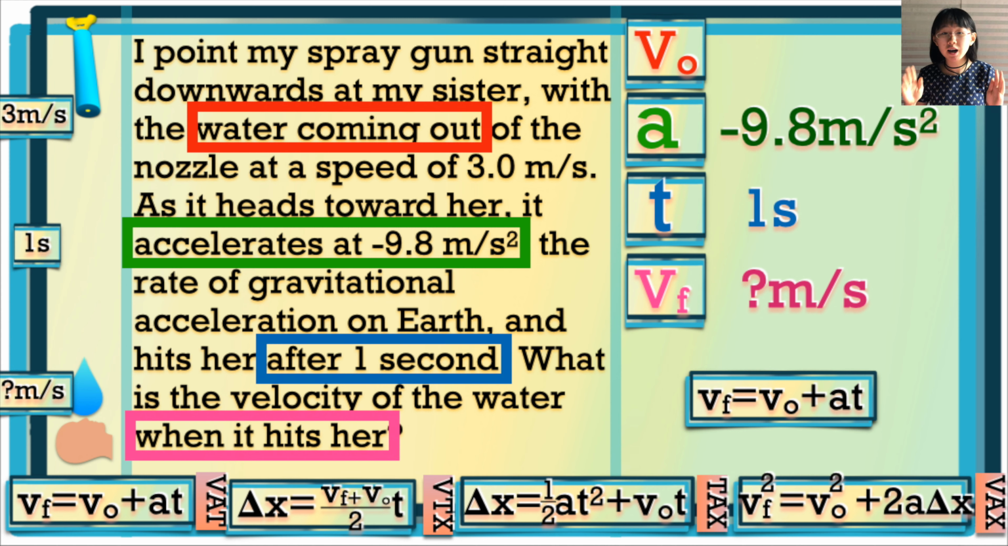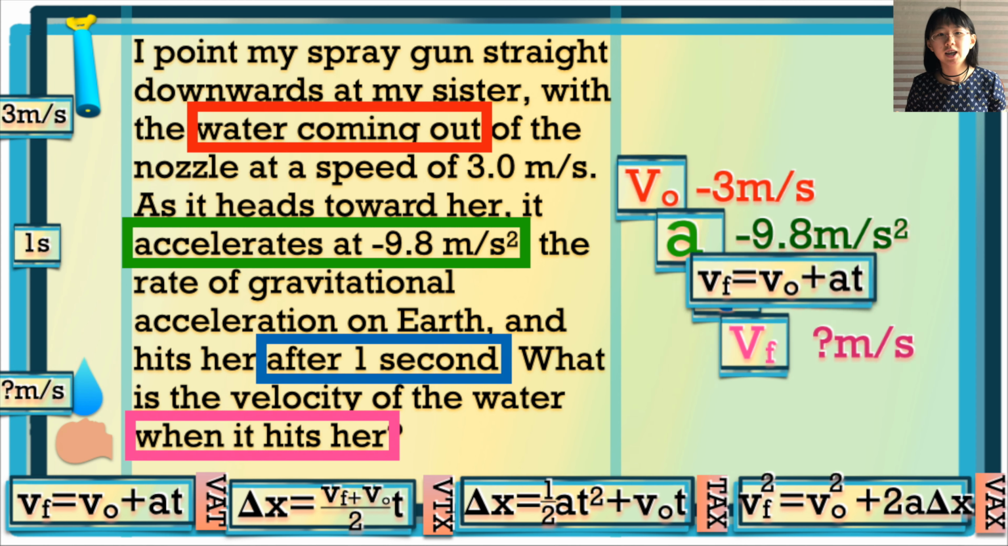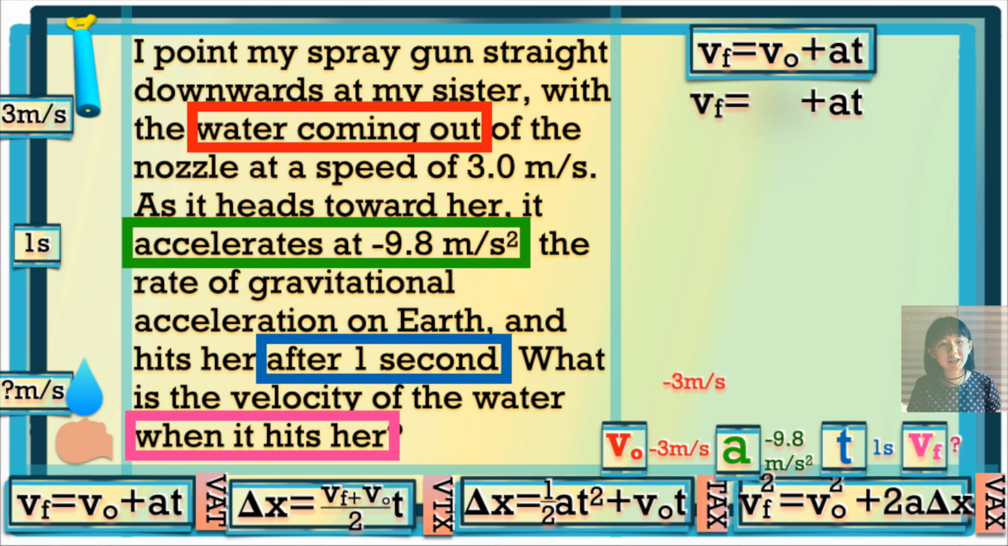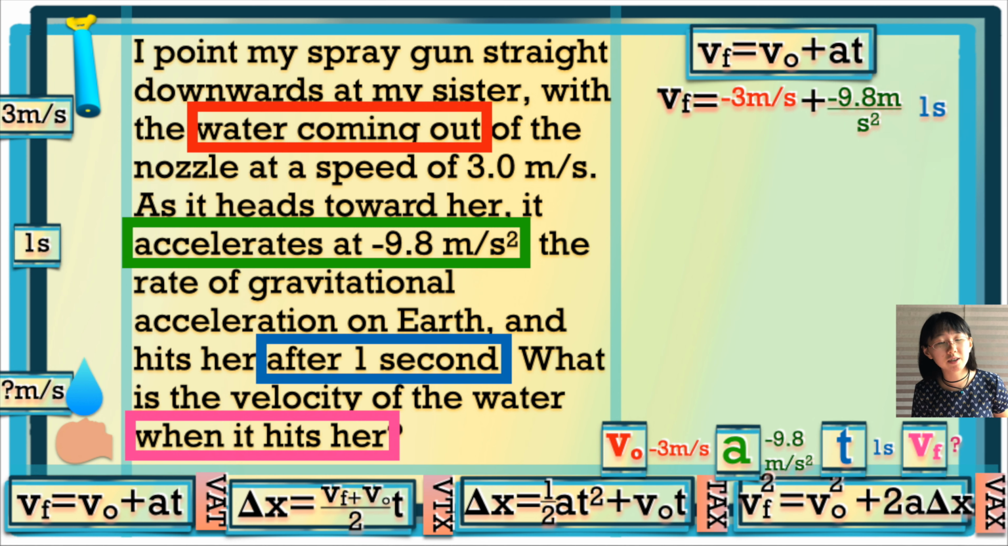Let's keep direction in mind though. Since the water is traveling downward, both its final velocity and its initial velocity have to be negative. So just because the speed of the water is 3 meters per second doesn't mean that its initial velocity will also be 3 meters per second. Remember that the nozzle of the spray gun is pointing down, so the water, the second that it comes out, will be heading downwards too, so our number should be negative. So let's change 3 meters per second to negative 3 meters per second for our initial velocity, and substitute all of our known values. Negative 3 meters per second, negative 9.8 meters per second squared, and finally 1 second. So all we have to do now is solve the equation for final velocity.